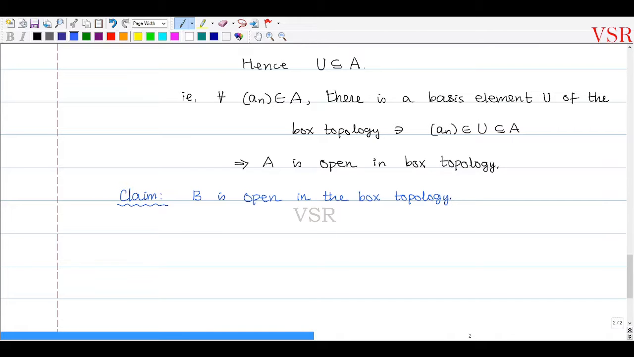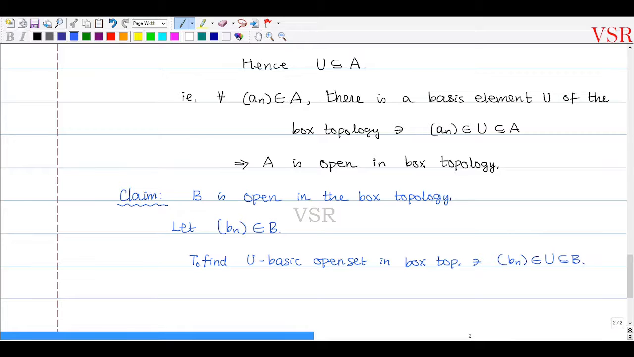சரி, இது எப்படி சொல்ல போறேன்? அப்போ அதுக்கும் அதேதான், let bn அப்படின்னு ஒரு சீக்வன்ஸ் எதில் எடுத்துக்கிறேன்? b ல எடுத்துக்கிறேன். என்ன ப்ரூஃப் பண்ணும்? To find u, a basic open set in box topology, such that this bn belongs to u which is a subset of b அப்படின்னு சொல்ல போறேன்.